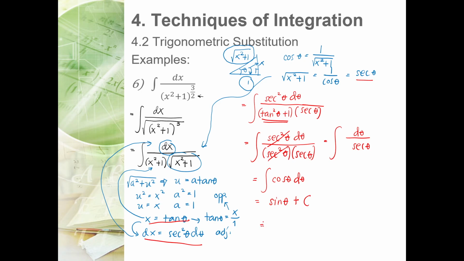Then looking at the triangle again, the sine function is x all over the square root of x squared plus 1 plus c. Since we don't want any radical expression in the denominator, we're going to use rationalization. So the final answer is now x times the square root of x squared plus 1 all over x squared plus 1 plus c. So this is the final answer.